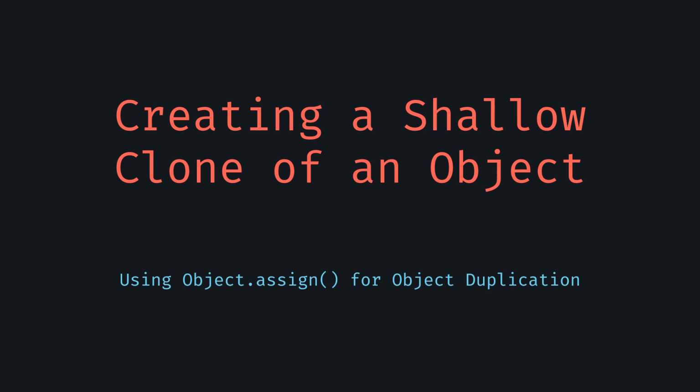Welcome. In this lesson, we will discuss how to create a shadow clone of an object in JavaScript. Cloning objects is a fundamental concept in JavaScript, allowing us to create copies of the object while preserving the original. We will use the built-in Object.assign method to efficiently create a shadow copy, and we'll also discuss when and why you might use it. Let's get started.